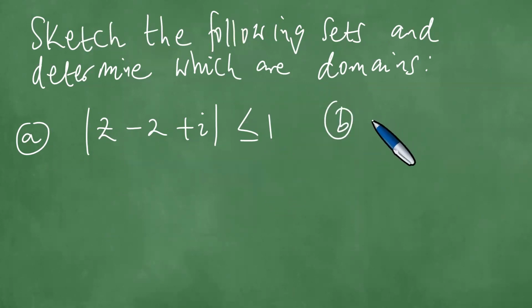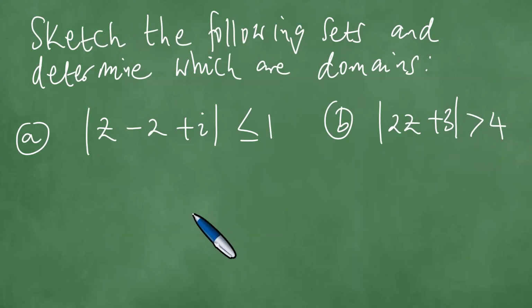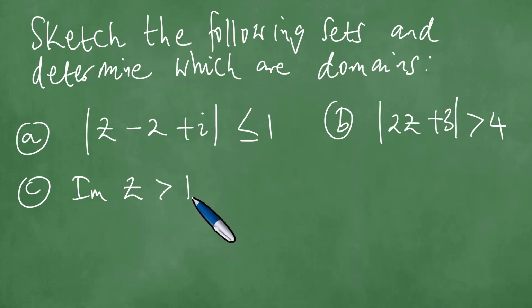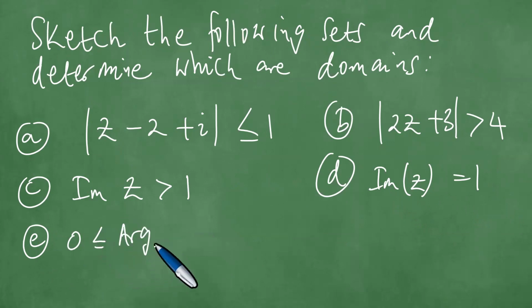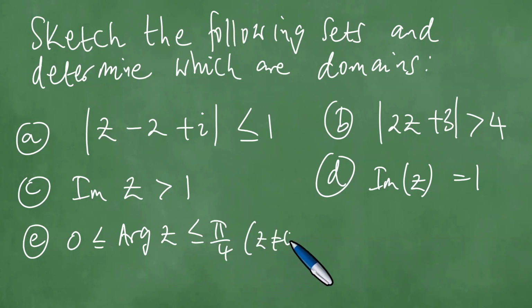B, the modulus of 2z plus 3 is strictly greater than 4. C, the imaginary part of z is strictly bigger than 1. D, the imaginary part of z is equal to 1. E, there's something we call the argument. So we have the argument of z, which is less than or equal to pi over 4, where z is not 0. And then you have F.